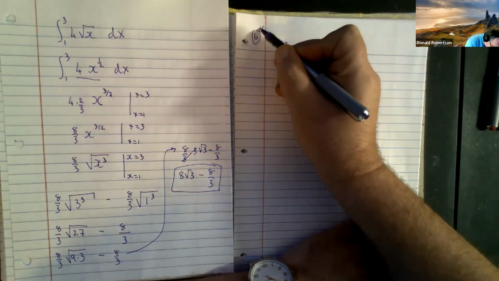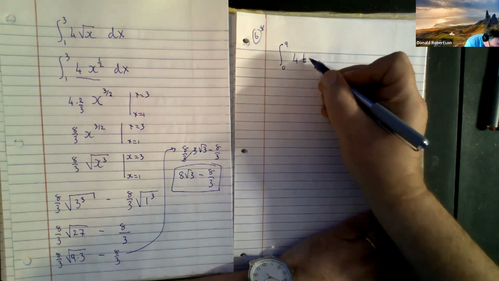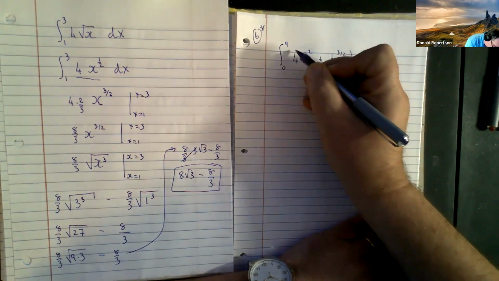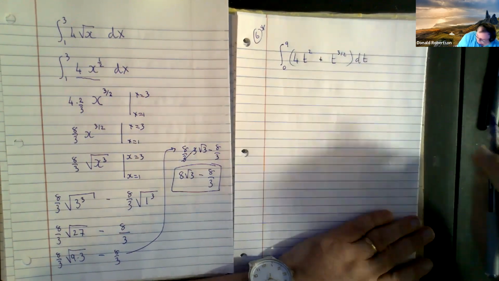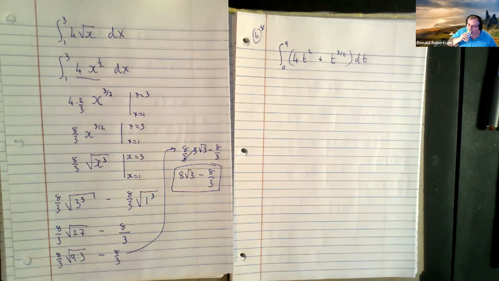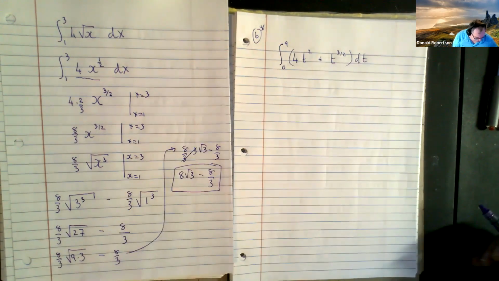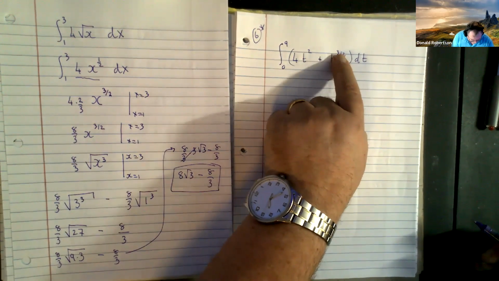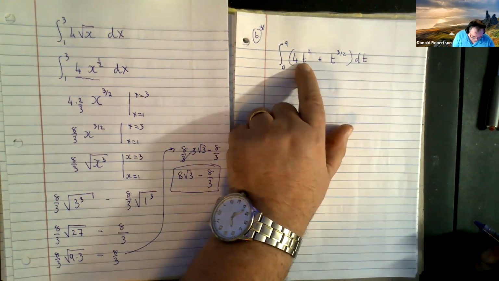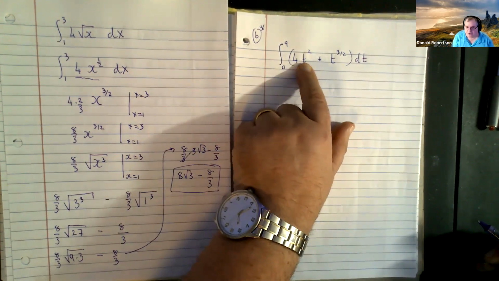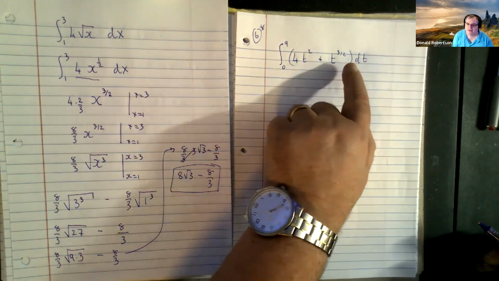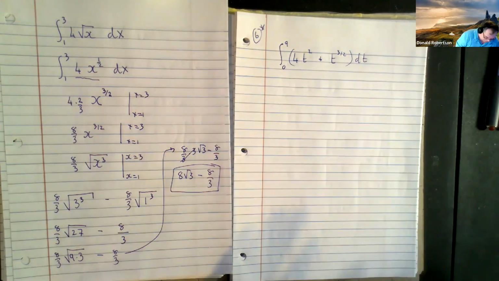This is a version of your homework, version 6. The variable that is used in an integral is totally irrelevant, right? This could be 4x squared plus x to 3 halves dx. It can be 4t squared with a dt. It can be 4y squared with a dy. As long as the variables are consistent amongst each other, they are all totally okay.